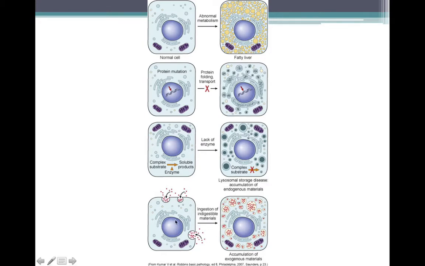Another example is that when cells are stressed, they can start to uptake extracellular material, especially things like metals. And so in stressed cells, you might see an accumulation of something like iron or copper. And we'll talk about some different hereditary diseases where certain cells can actually uptake a lot of these extracellular materials.